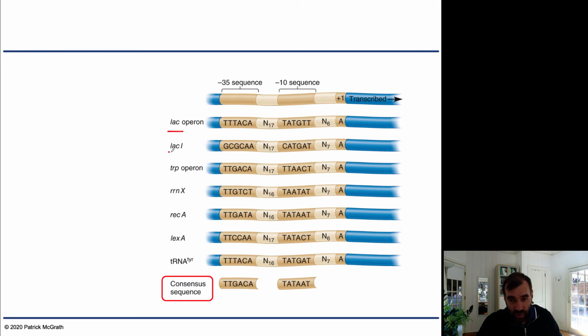So there's the lac operon, lac-I, trp operon, etc. These are all independent genes. They're all transcribed. This is a tRNA. And if we look at the first base pair of the mRNA, this of course is right here, the initiator site. Most of the initiation has an A.